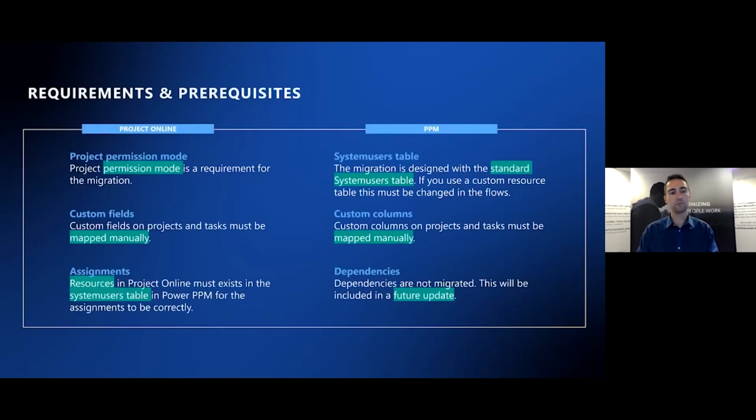There's, of course, a few requirements and prerequisites for migrating from Project Online to Power PPM. The first is that Project Online needs to be in project permission mode, and custom fields on projects and tasks must be mapped manually. As I mentioned before, resources must exist in both systems for the migration to occur naturally.